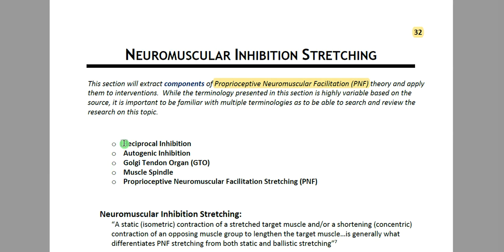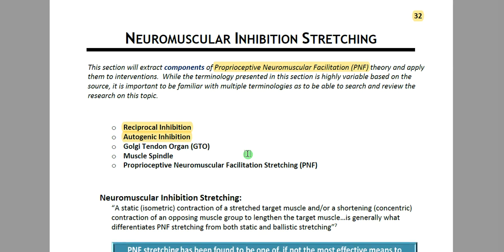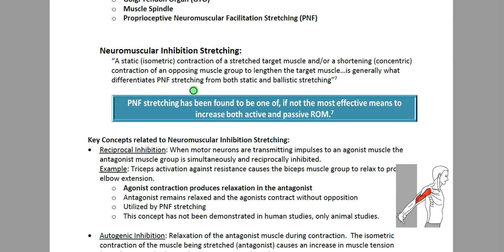In particular, we're going to focus on two of the traditional terms, reciprocal inhibition and autogenic inhibition. Even though these terms aren't being promoted as much currently, they are definitely in the literature and are definitely used clinically a lot. So I do want to go over that. Here's a quick summary about what neuromuscular inhibition stretching is. There's some type of contraction.